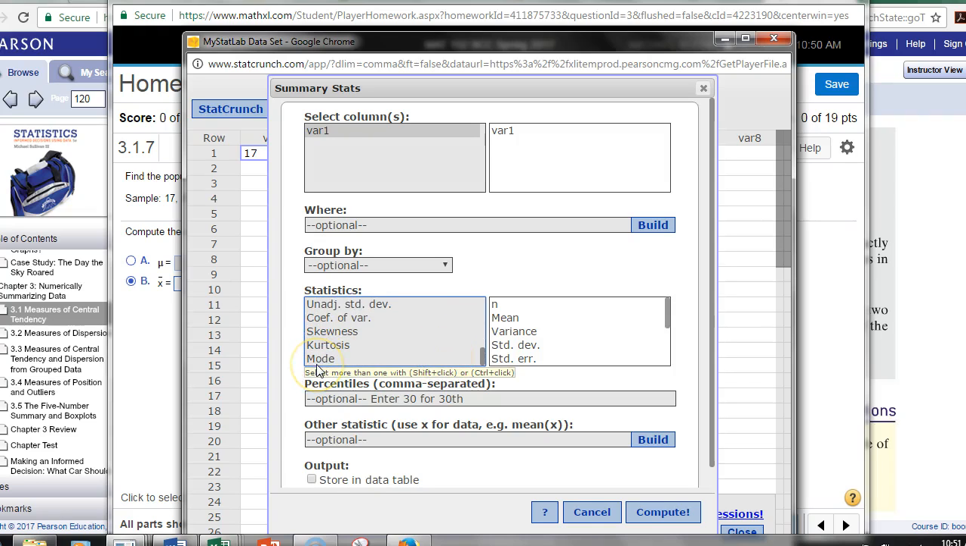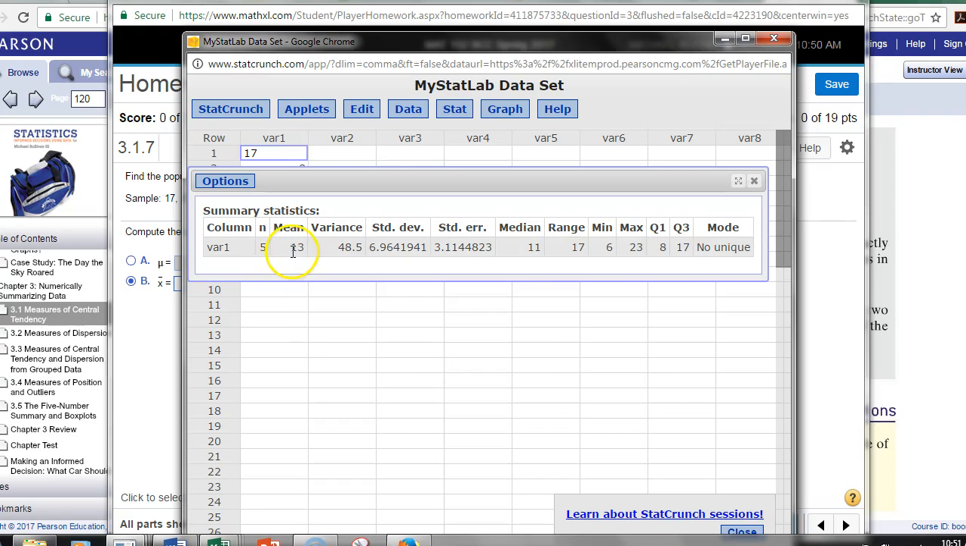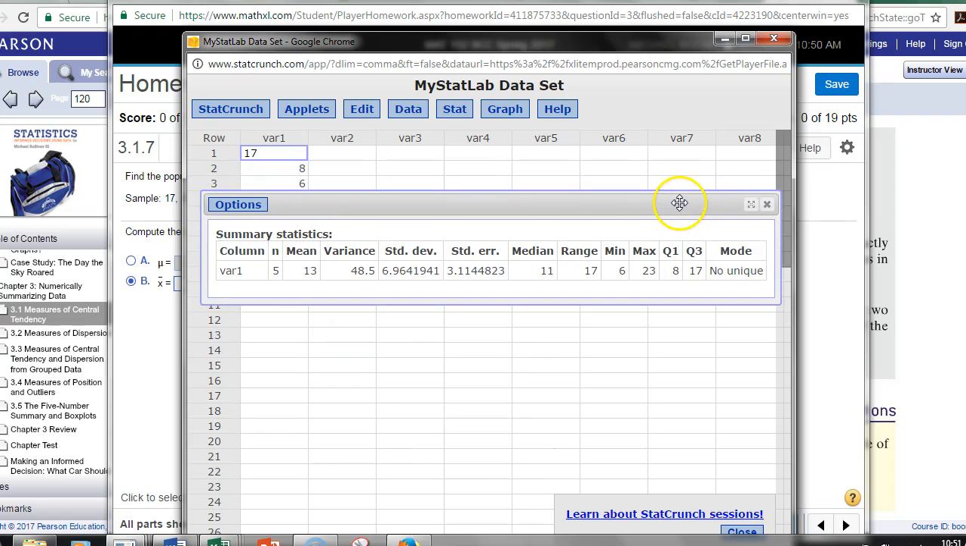Just be careful when you click to hit Control, so you don't get rid of everything else. And I'm going to hit compute. So here's my mean, here's my median, and there's nothing unique. There's nothing that occurs more than once, so I don't have a mode. So here's how we can get all these values that we're looking for: mean, median, and mode.